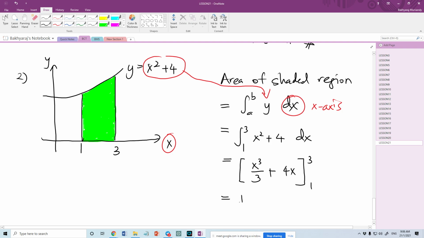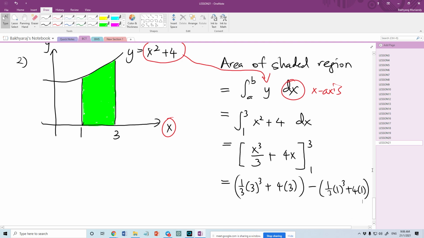Okay, now find the answer. So find this answer, 1 over 3, 3 power of 3 plus 4 times 3, minus 1 over 3, 1 power of 3 plus 4 times 1. Okay, so you go for the answer. What is the answer? Okay, program your calculator again. x power of 3 over 3 plus 4x. And then substitute 3. Substitute 3, you get what?